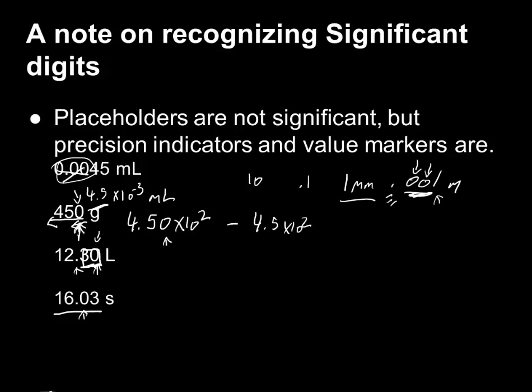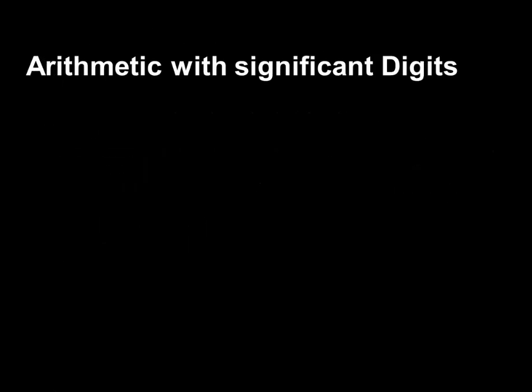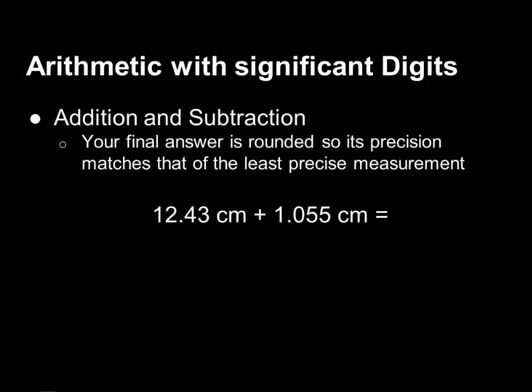Why does this matter? Well, we don't want to over-report our precision when we do arithmetic and mathematics. And so when you're doing arithmetic with significant digits, there's a couple rules. Addition and subtraction, the rule is pretty straightforward. We can't be more precise than our least precise measure. So our final answer is rounded so its precision matches that of the least precise measurement. You'll notice this measurement right here is precise to the thousandths place. This measurement is precise to the hundredths place. So that is our least precise measure. It's only got 2 decimal places of precision.